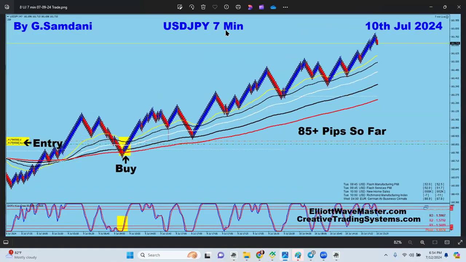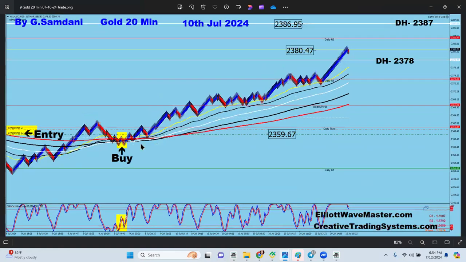On the 10th, USD yen 7-minute chart, all the way from here to here, it looks big, but it's only 85 pip because it's from the 7-minute chart. Buy orders right there. And all the trades are by the book, by the setup.